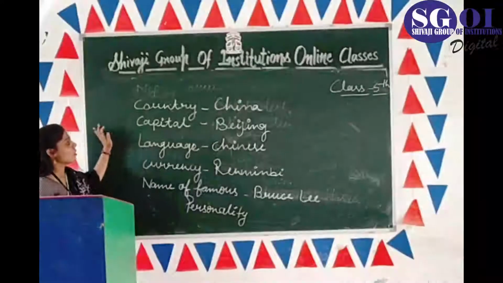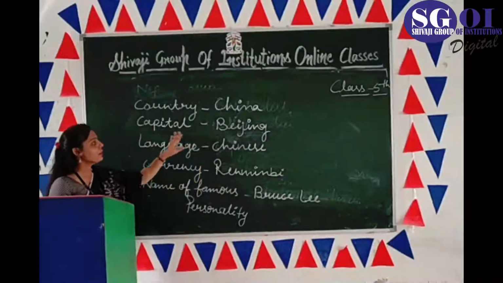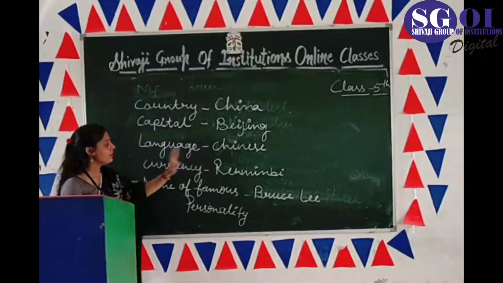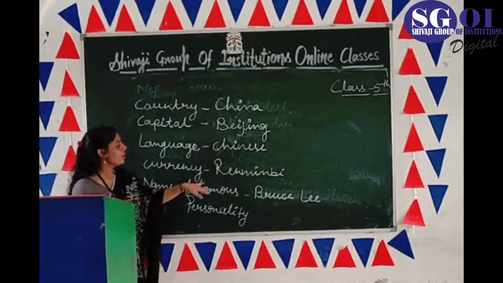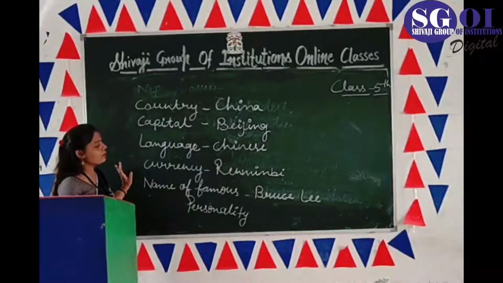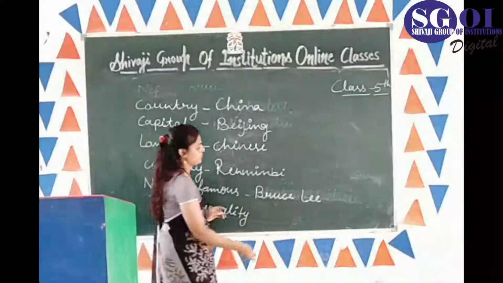Students, the next country name is China, capital name is Beijing, language Chinese, currency renminbi, and famous personality Bruce Lee. Who is Bruce Lee? He is an actor.